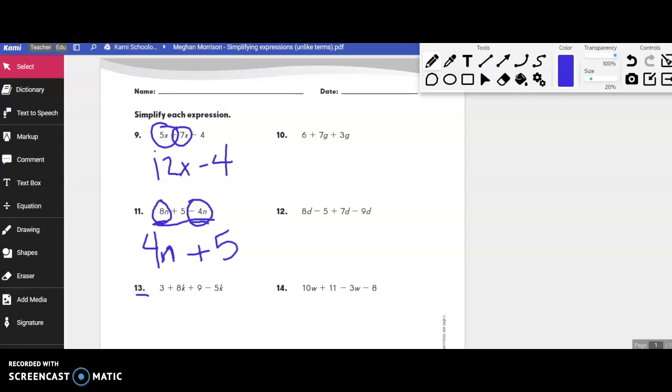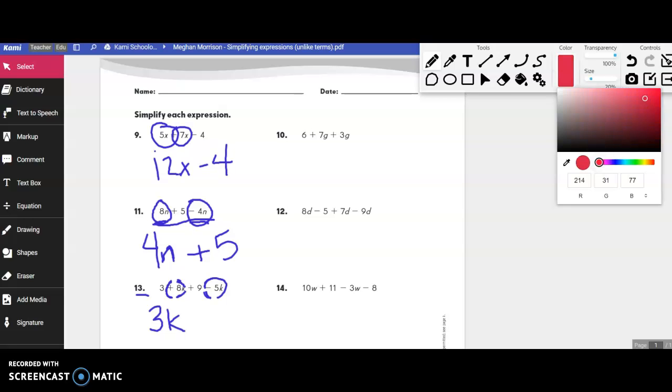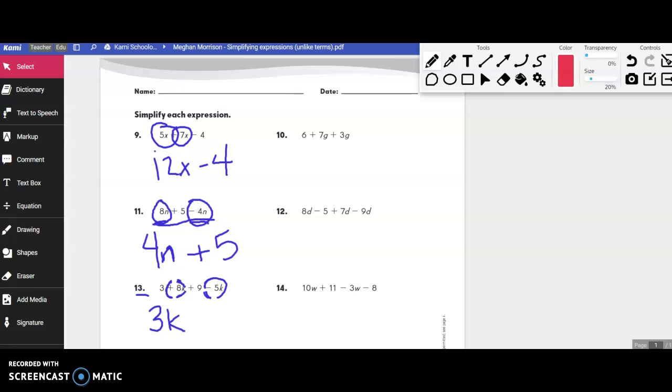If I look at 13, I again have a minus. So let's find the ones that have the variables. So I have a positive 8k, just 8k, minus 5k. Well, 8 minus 5 is 3, so I have 3k. Here I have, so let's switch to a different color just so it's really obvious. 3. Oh, my pen. Hold on. There we go. I have 3 plus 9 is plus 12.